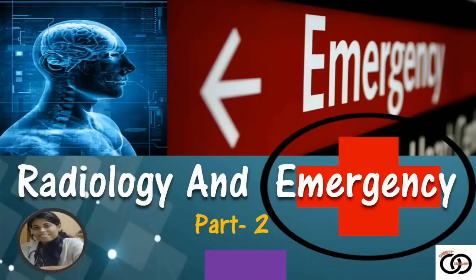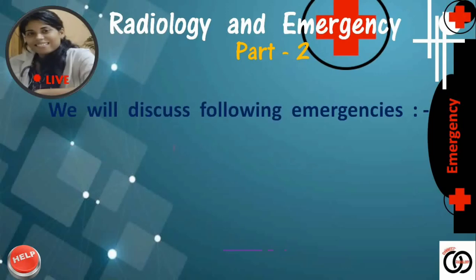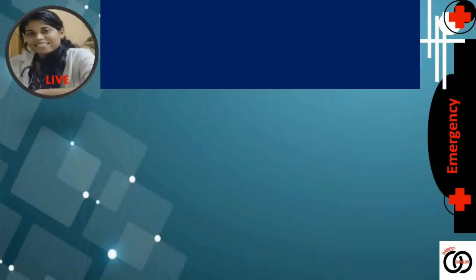So in this radiology and emergency part 2 video, we will continue discussing the remaining emergencies. They are pneumothorax, cardiac tamponade, blunt abdominal trauma, pneumo-peritoneum and intestinal obstruction. Moving towards our first case.